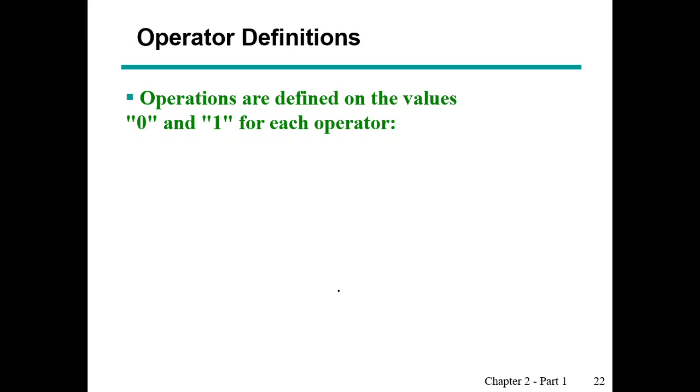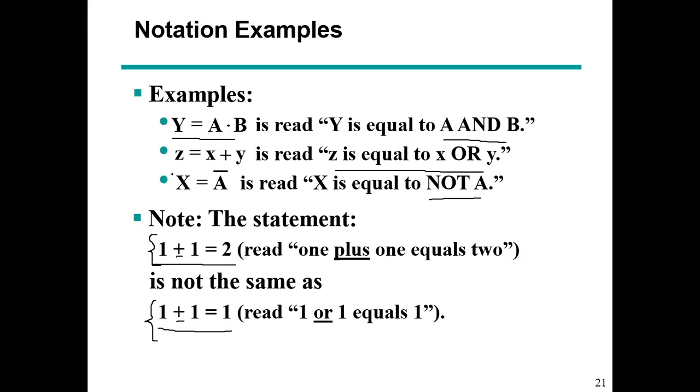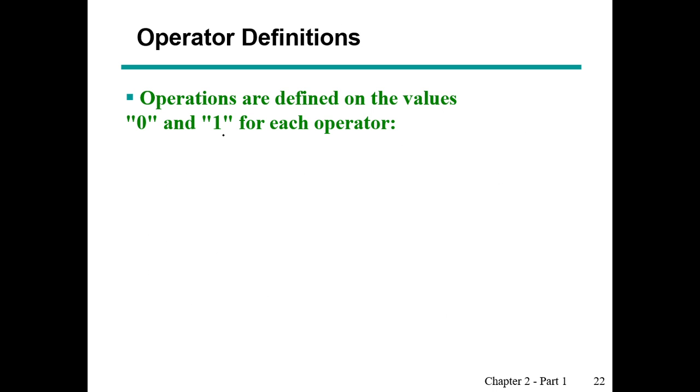Okay, operations are defined on the values 0 and 1 for each operator. So for example, let us look at this expression: Y is equal to A and B. This operation has to be defined for each possible value of A and B. A and B are binary variables, so they can each be 0 or 1. A can be 0, B can be 0; A can be 0, B can be 1; A can be 1, B can be 0; and both A and B can be 1. So when we want to evaluate this operation, we have to evaluate it for these values. So operations are defined on the values 0 and 1 for each operator and operand.